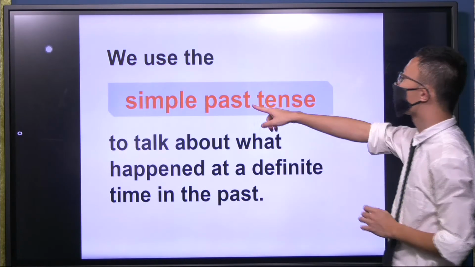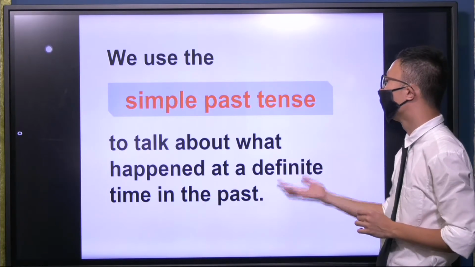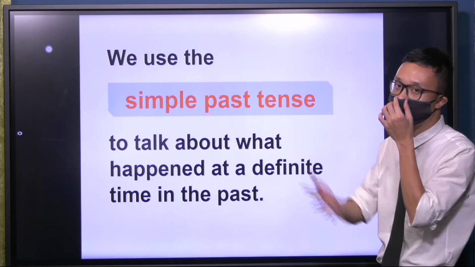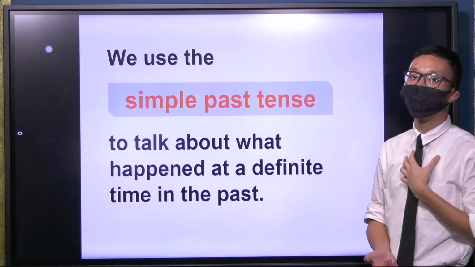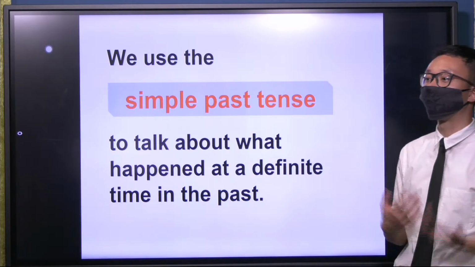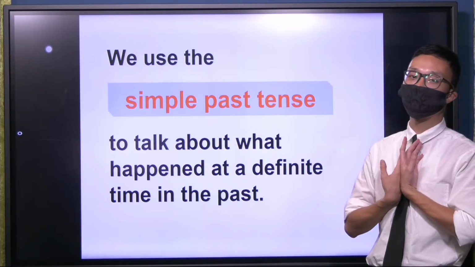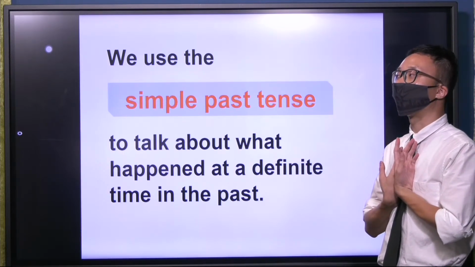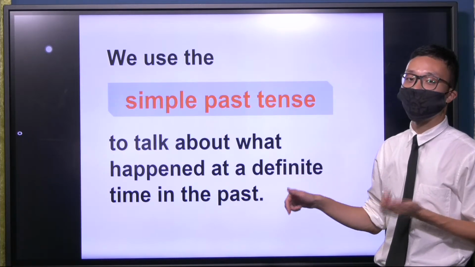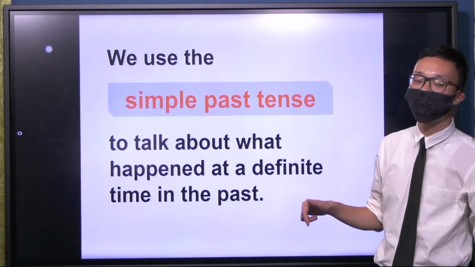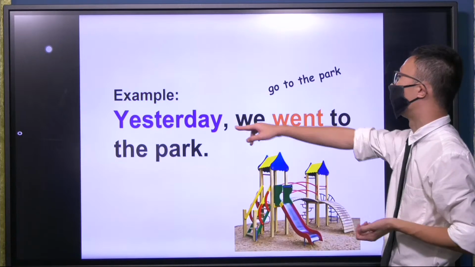Alright, so we use the simple past tense to talk about something that happened at a definite time in the past. Say, I was in primary school, or you were in primary school, because none of us are in primary school anymore. So we use the past tense. Now you are in secondary school, so you say I am in secondary school, but when you talk about the past, you have to change it to past tense, alright?